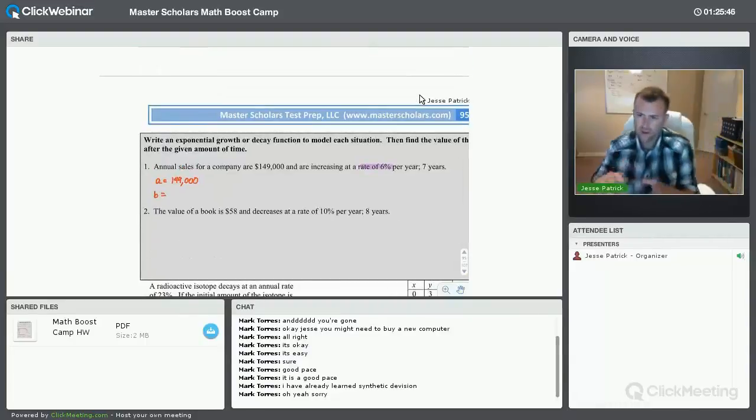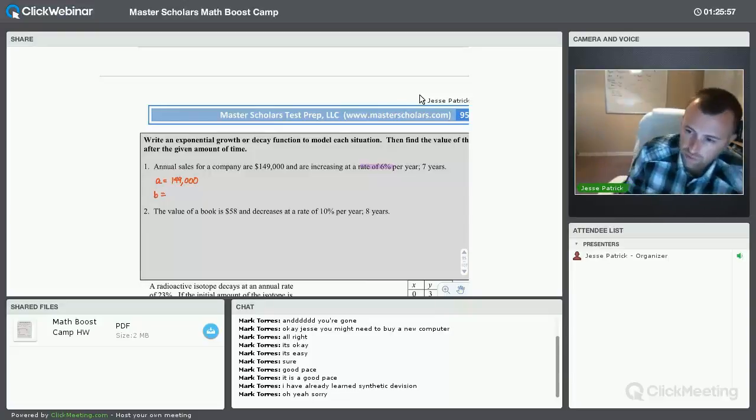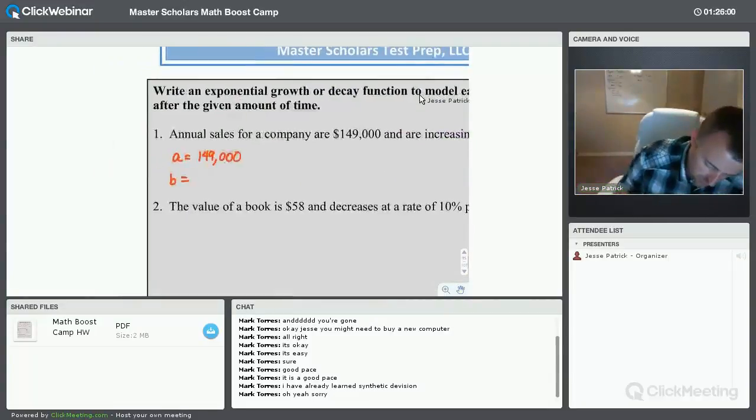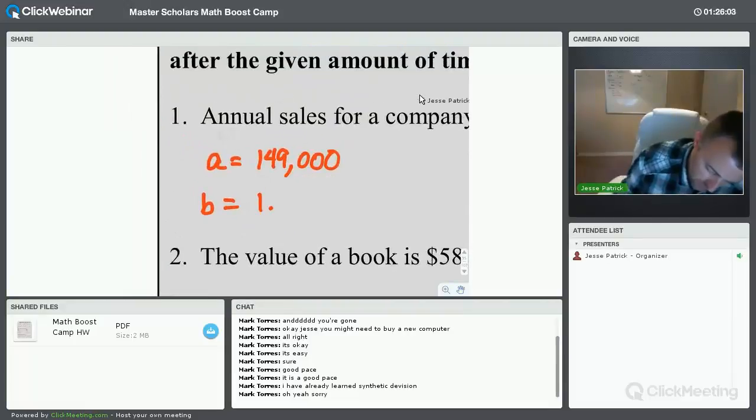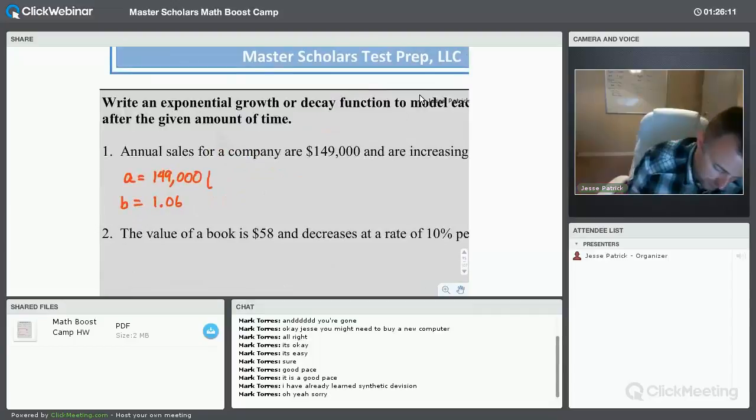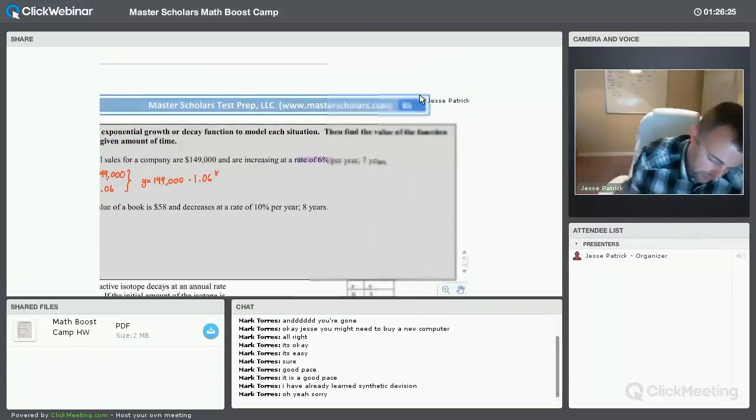Now B, we're going up. We need to make sure that our rate has to be greater than 1, or else it's not going to increase. So just like when we decrease by a percent, we subtract from 1, if we're increasing by a percent, you're going to need to add that percent to 1. So our rate in this case is going to be 1.06. And that's important, or else you'll realize your answer is not going to be close to what they want. So my equation, in this case, would be y equals 149,000 times 1.06 to the x, where x is your number of years.